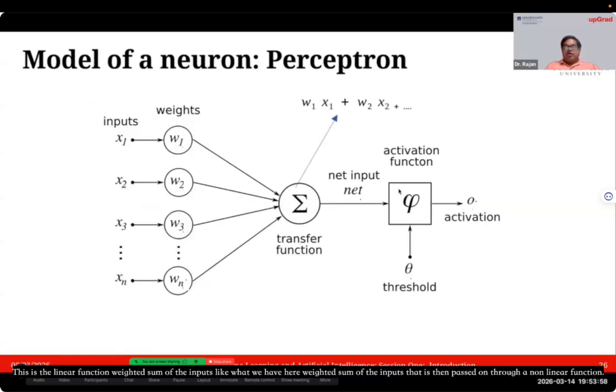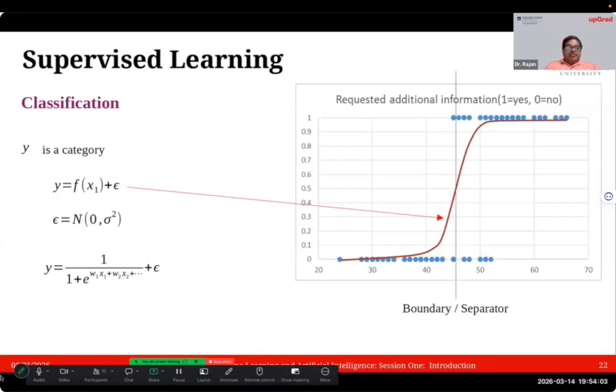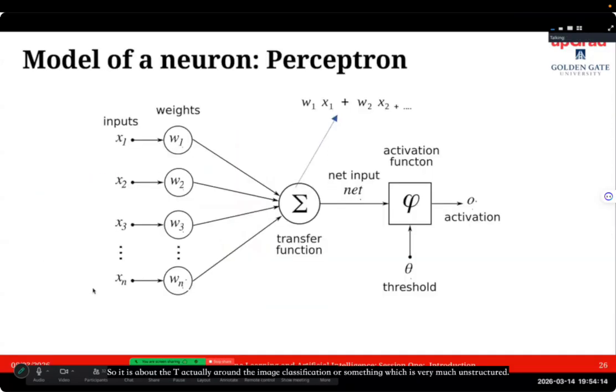That is then passed on through a non-linear function. What is a non-linear function? This thing, 1 over 1 plus e power something. That's a non-linear function. So I got it. Talking about deep learning around image classification, which is very much unstructured, we would need the help of a linear plus a non-linear function combined together to find a certain output on top of it. Is that correct understanding?